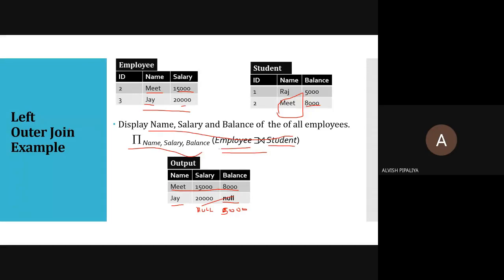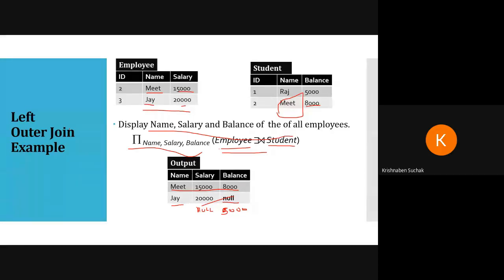Then rename, natural join and inner join. Natural join or inner join, both are the same. Then outer join: left outer, right outer, and full outer. Okay, thank you. Thank you, ma'am.